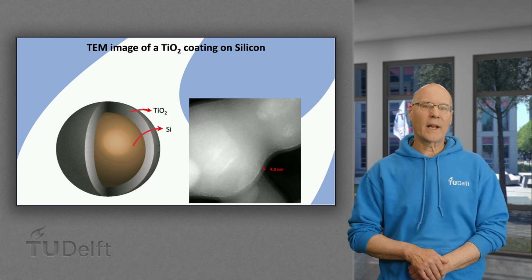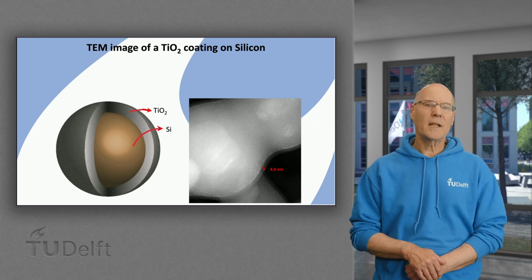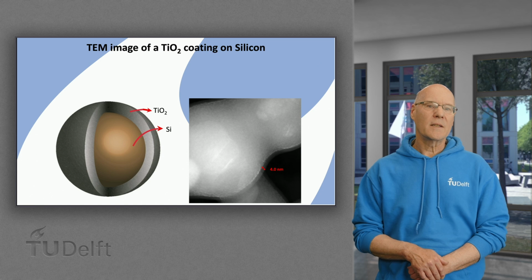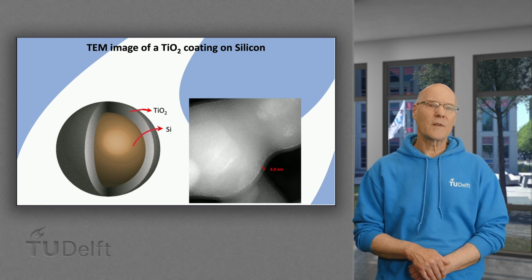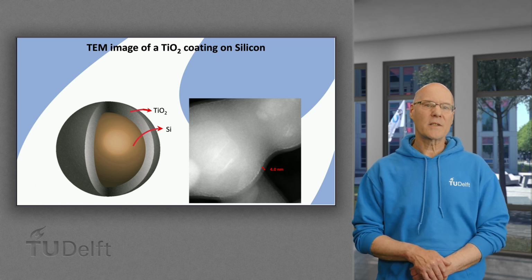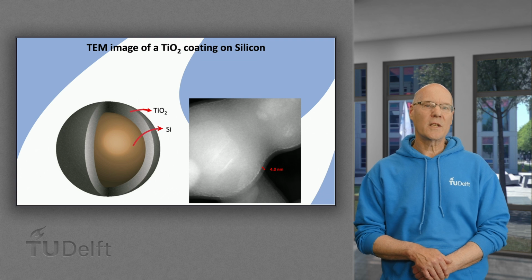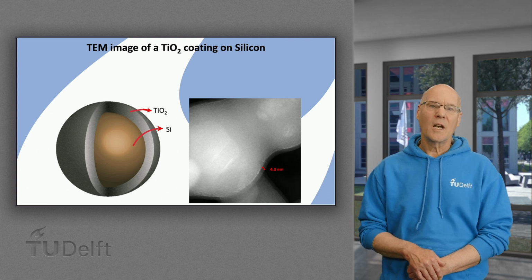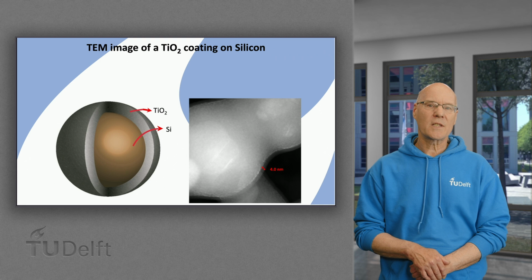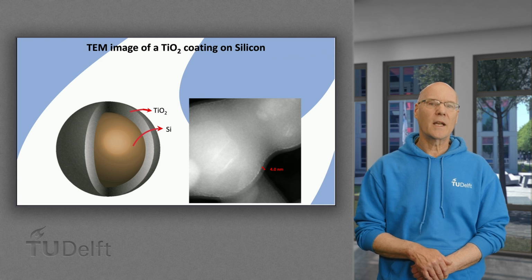Another way to avoid cracking is to deposit a layer on top of the silicon. This layer then serves as a kind of elastic layer that expands together with the silicon and forces the silicon back to the original shape once lithium is removed. A possible layer for that was suggested to be a titanium dioxide layer.